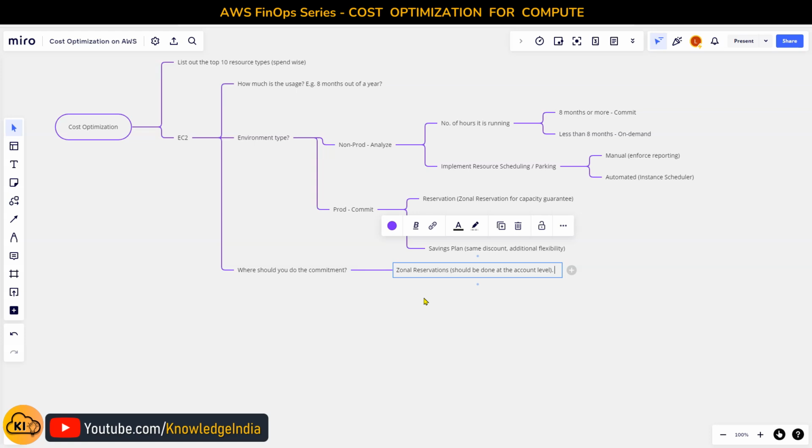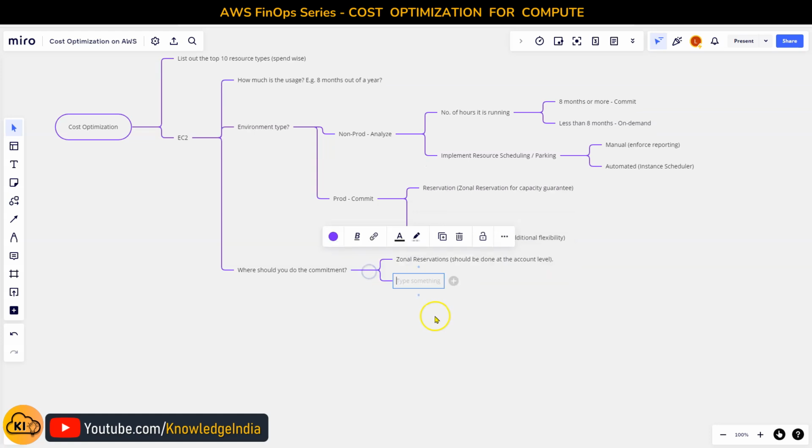But what about any other reservation? If you are just doing normal regional or convertible reservation or savings plans, then all of that should be done at the organization level.